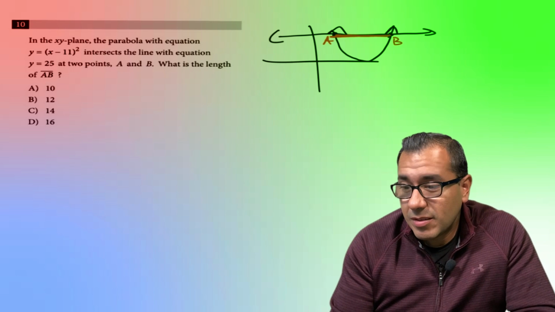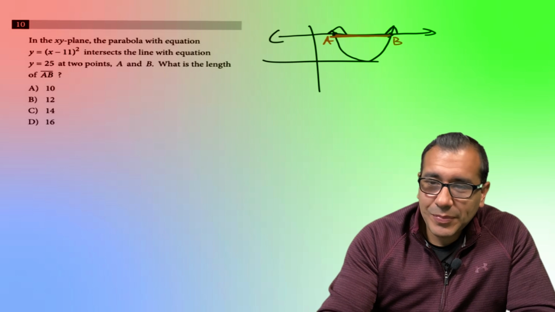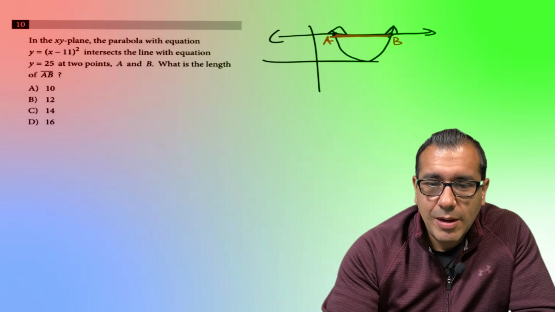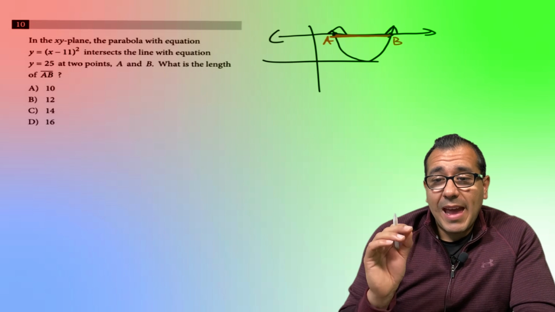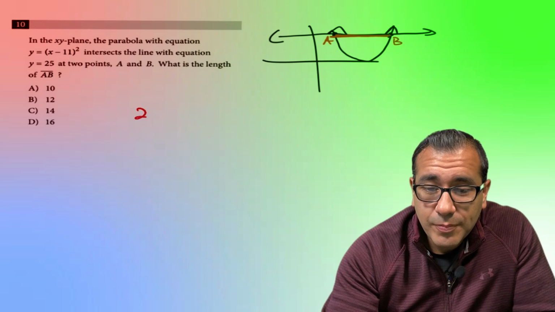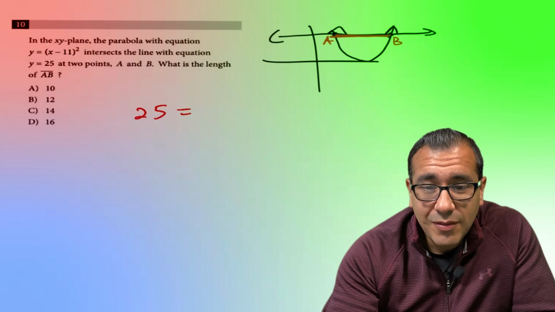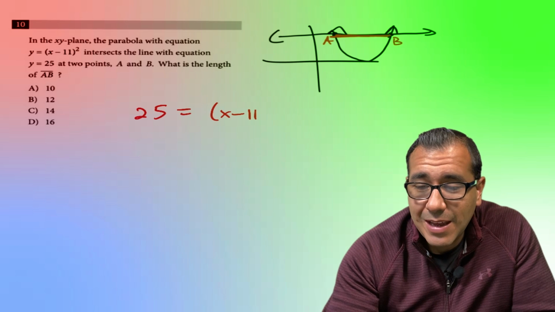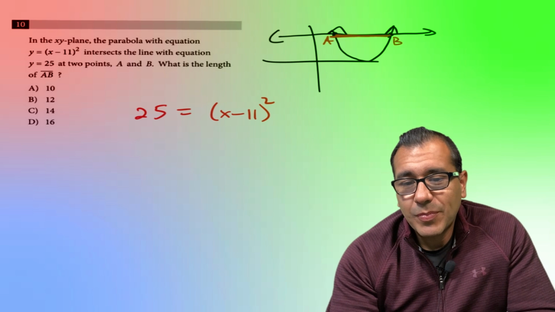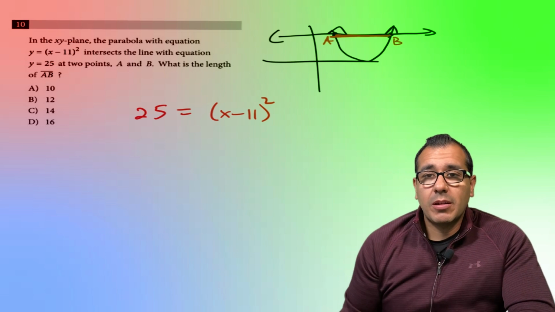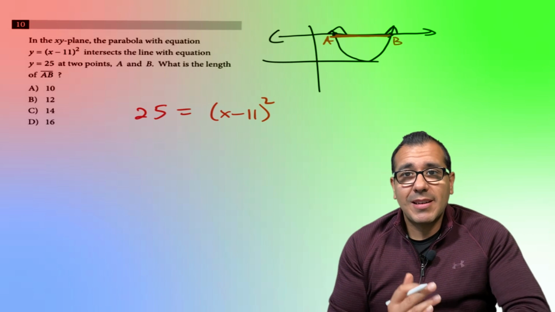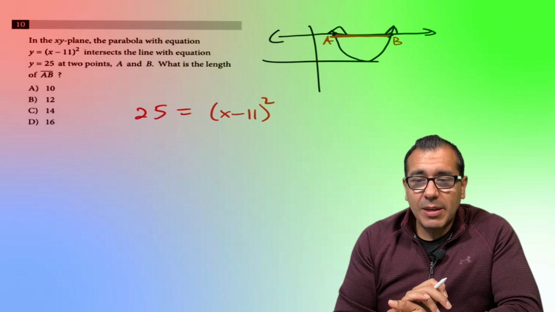So these 2 shapes here, this line and this parabola. To analyze where they cross, all we do is set them equal to each other. So we're going to set 25 equal to (x minus 11) squared. Notice both of them are y equals, so we just set them equal to each other, right? Because again, we're trying to see where they intersect, and to find where they intersect, we just set them equal to each other.